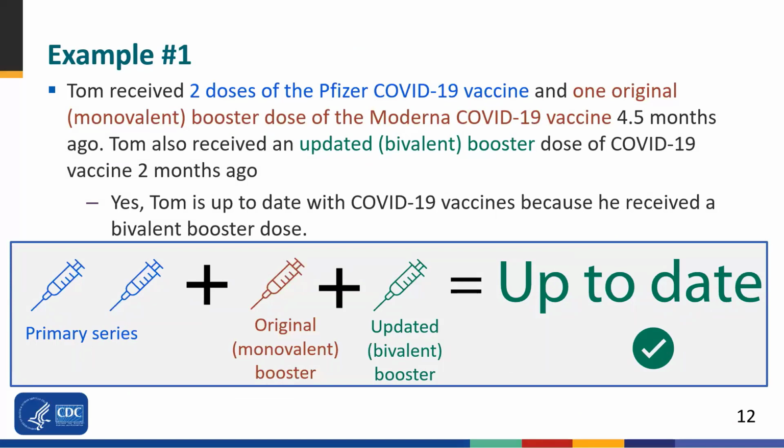Now we will go through some examples. Tom received 2 doses of the Pfizer vaccine and 1 dose of the Moderna vaccine as a booster. He also received an updated bivalent booster dose 2 months ago. Is Tom up to date? The answer is yes. Tom is up to date with COVID-19 vaccines because he received an updated bivalent booster dose.